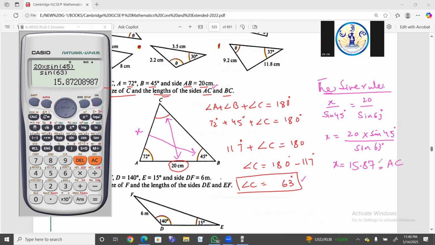That is equal to the side AC, and then to calculate the side BC, let me call it Y. So Y will be equal to, using the same thing, 20 divided by sine 63 times sine of 72. Now I use this one. So that will give me the required answer: 20 times sine 72 degrees divided by sine 63.